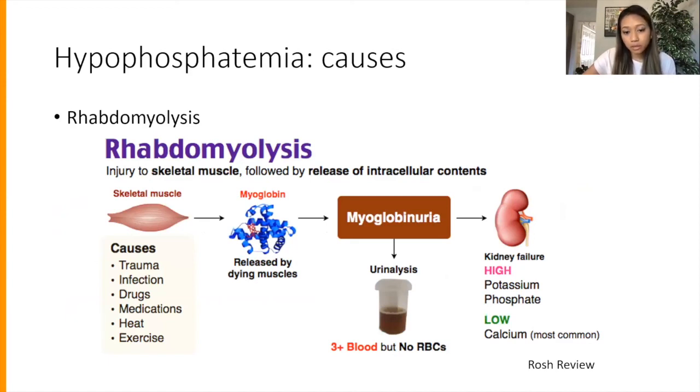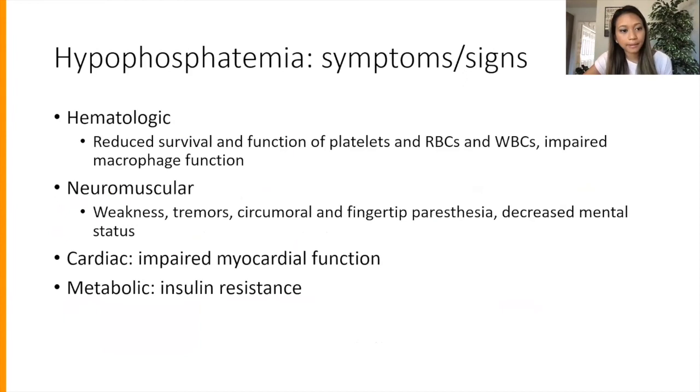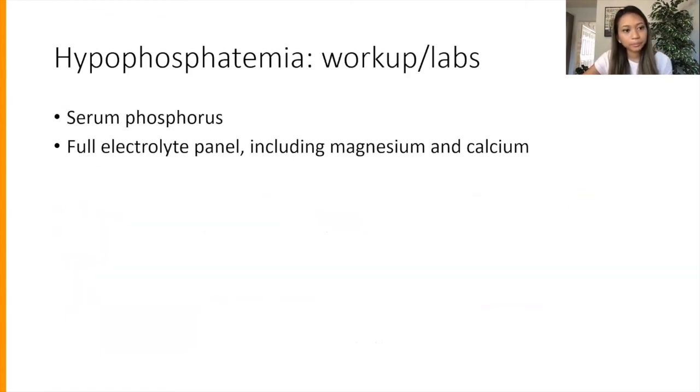Basically myoglobinuria damages the kidneys. You'll get high phosphate, high potassium, and low calcium. Signs and symptoms, you have hematologic symptoms, neuromuscular symptoms, cardiac, and metabolic. Again, check the electrolytes.